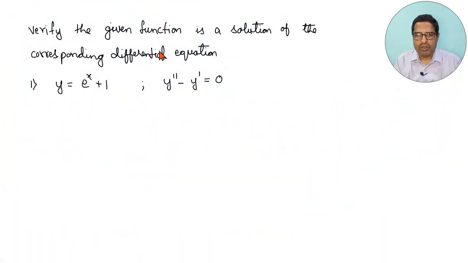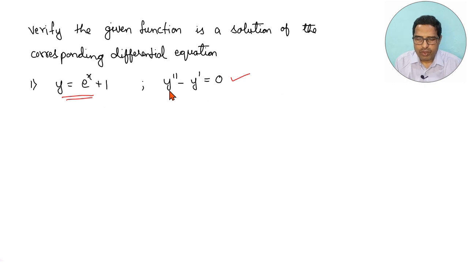The question is, verify the given function is a solution of the corresponding differential equation. The function over here is y equals e power of x plus 1 and the differential equation is y double dash minus y dash equals 0. We need to verify that this given function is a solution of this given differential equation.